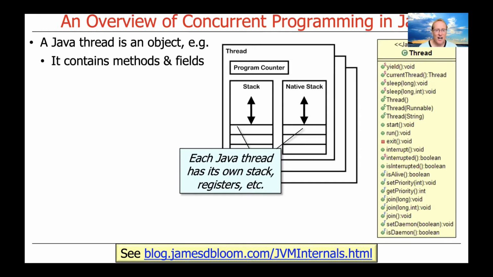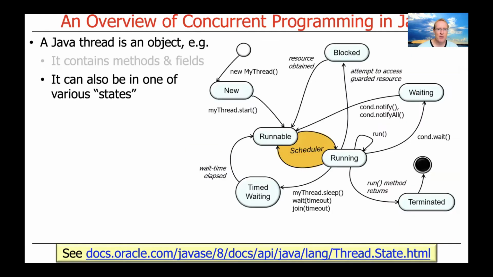Some of the things that a Java thread has: it has its own stack, which is a stack of activation records to keep track of function calls so you can support recursion, for example. It has its own registers, such as a stack pointer and an instruction pointer, and other types of registers for doing computations. And internally, it's got some fields. You can see on the right-hand side of the screen, there's a list of a whole pile of different methods that are exposed for threads, and we'll talk about some of them.